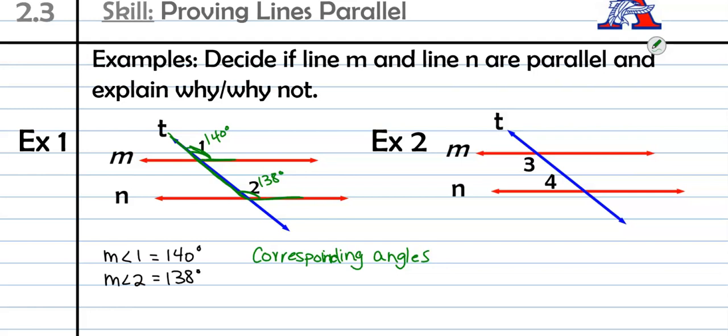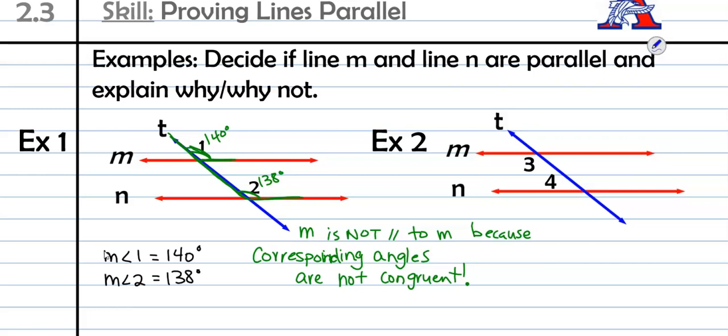So we're going to say this. We're going to say M is not parallel (that's the parallel symbol) to N because corresponding angles are not congruent. That was kind of a lot of writing. Try to shorten that up next time. All right, so in example 1, the lines are not necessarily parallel.